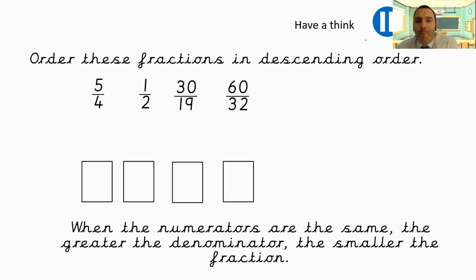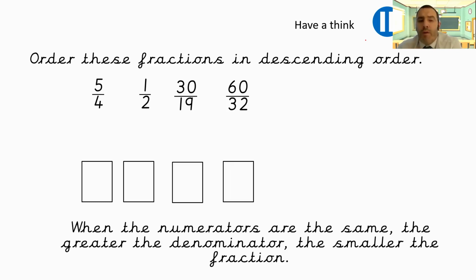Right, how did we get on? So we've got 60 over 32. That's the first one we're going to look at. Now, 30 is a factor of 60. So 30 times 2 makes 60. So I could divide that one by 2.